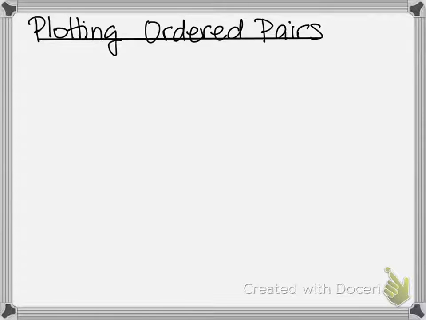Hello! So in this video, we are going to be talking about plotting ordered pairs. And in order to do this, we need to know what an ordered pair is. Every dot or point on a coordinate plane will be described using a set of numbers. And those numbers usually come inside parentheses with a comma in the middle.